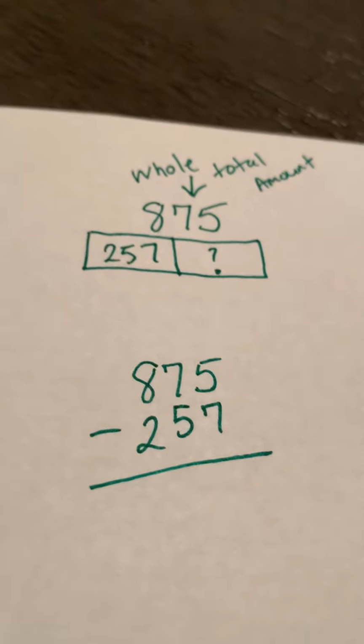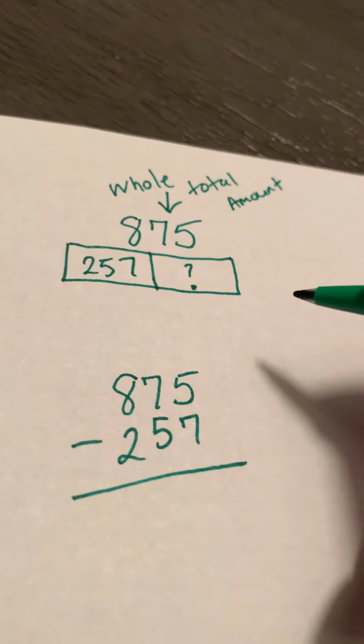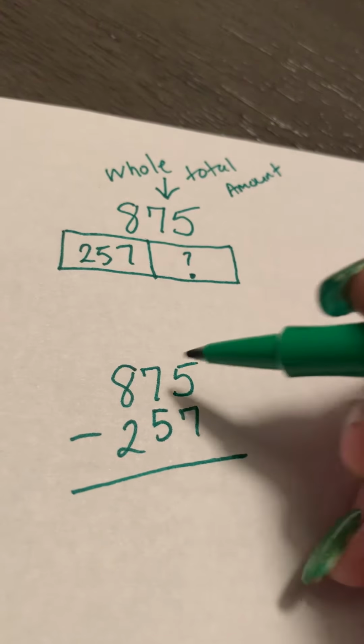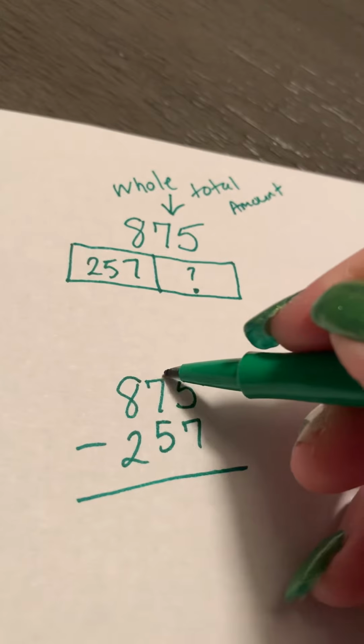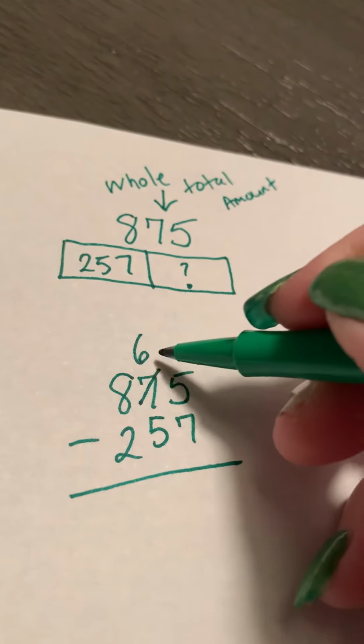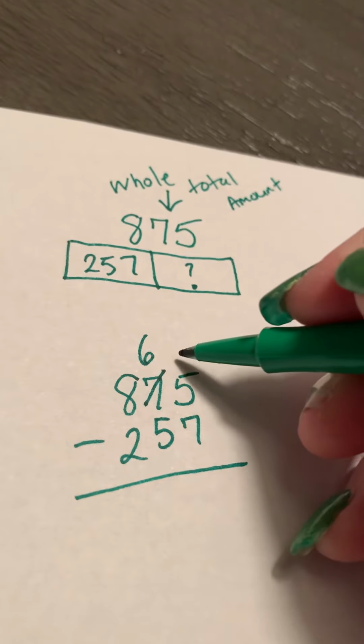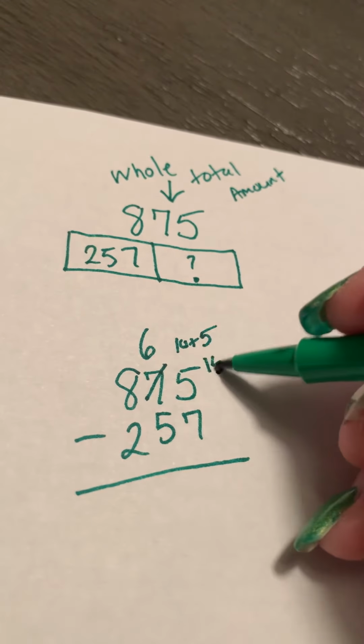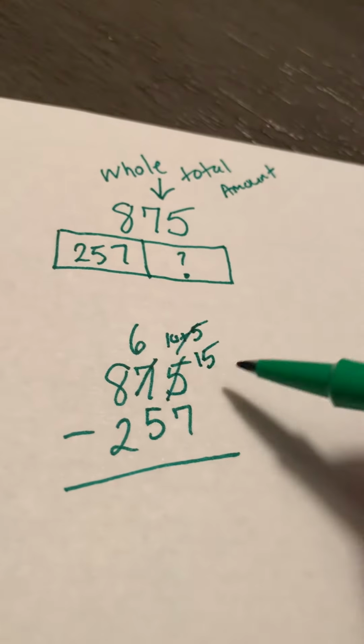Okay, I'm going to think about my strategies and regrouping. I cannot take 7 from 5, so if there's more on the floor, I go next door. I'm going to cross off the 7, make it a 6, and take that 10 and add it to 5. So what is 10 plus 5? Hopefully you said 15. Okay, I'm going to cross those out.